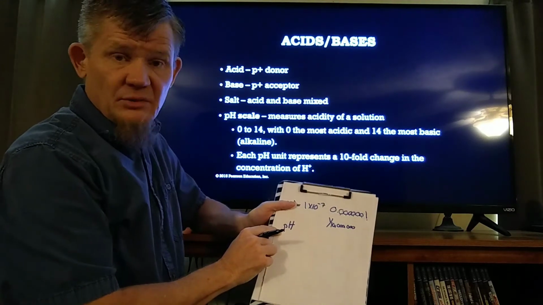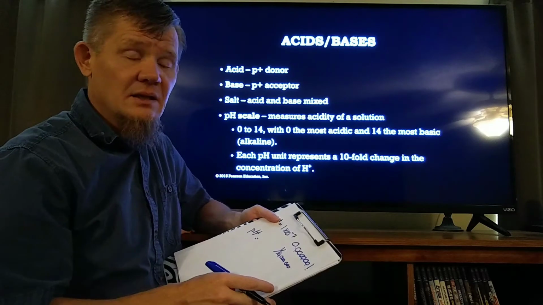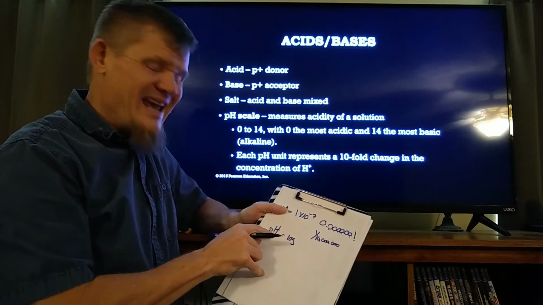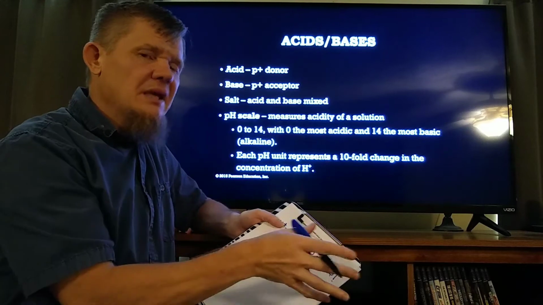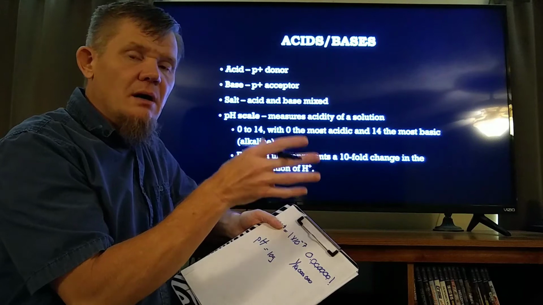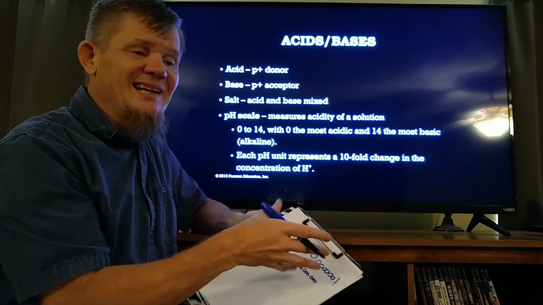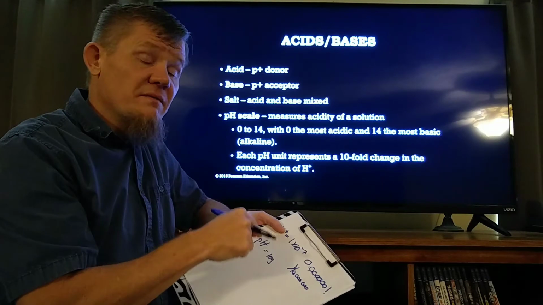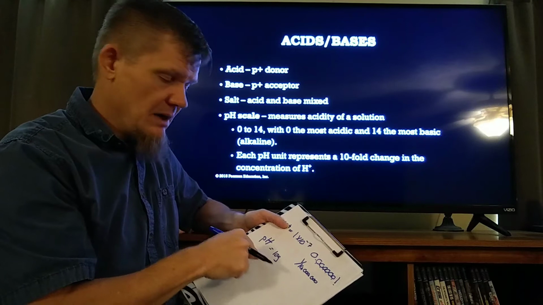pH. Yes, it is supposed to be little p and big H. P stands for log, as in logarithm, as in the log button on your calculator. H stands for the hydrogen ion concentration. In my beaker of solution, there are a certain number of water molecules, and there'll be a certain number of those water molecules that will spontaneously fall apart. pH measures the number of them that have fallen apart. pH measures the number of hydrogen ions in my solution.